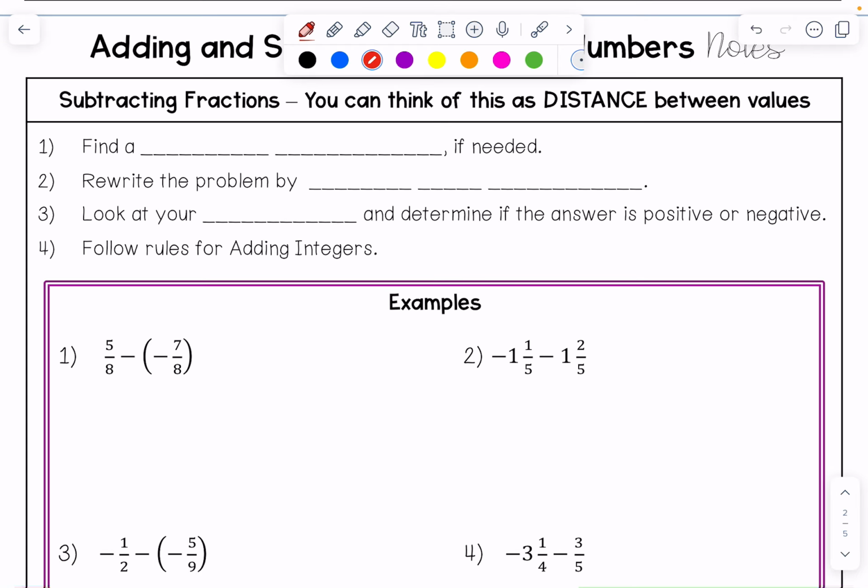So in your notes, when we are subtracting fractions, first of all, you're going to want to find that common denominator if needed. And we're actually going to look at each of these problems kind of two different ways here. So one thing that we can do is we can always rewrite the problem by adding the opposite.